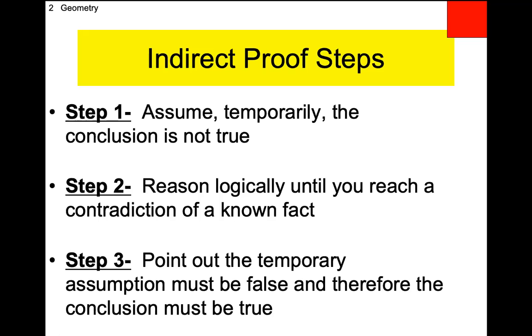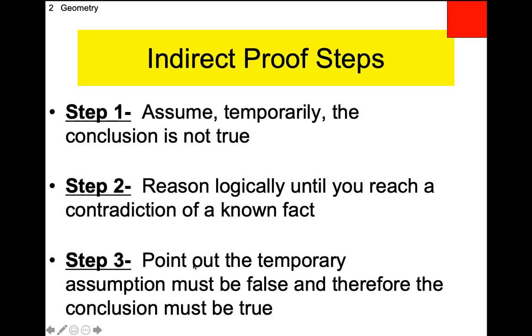Okay. Step number one is you assume temporarily that the conclusion is not true. Step two is you're going to reason logically. In other words, you're going to do a proof. You're going to continue the steps until you get to a contradiction of a known fact. Say you assume something, and all of a sudden you figure out that squares have five sides. Well, that contradicts the fact that you know that a square is a quadrilateral. You're going to continue this logical process of writing your proof until you arrive at a contradiction. I really got to show you an example for this to make sense.